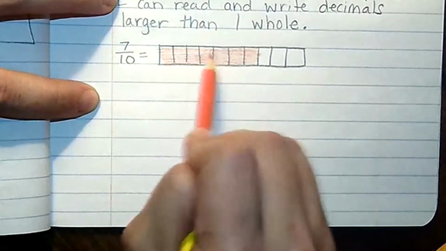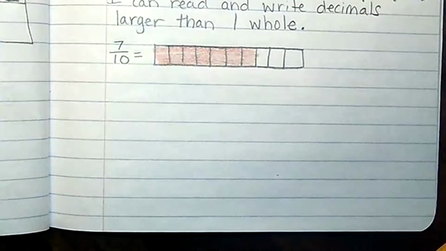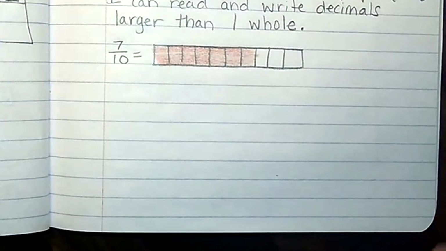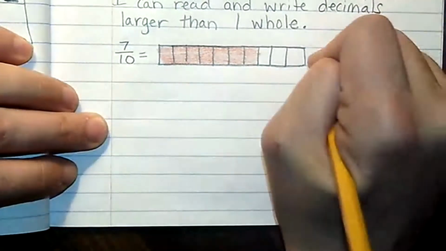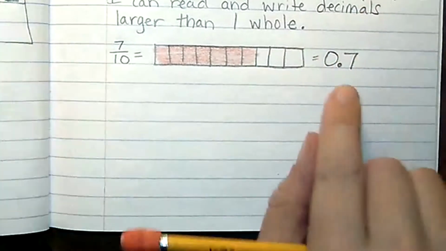All right, so I've colored in 7. I have 7/10 colored. I have 3/10 that are not colored. I have 10/10 total in my picture. How do I write 7/10 using a decimal? Well, I would write 0 and 7/10.